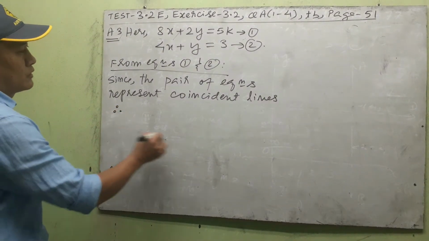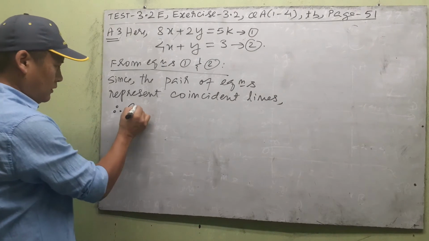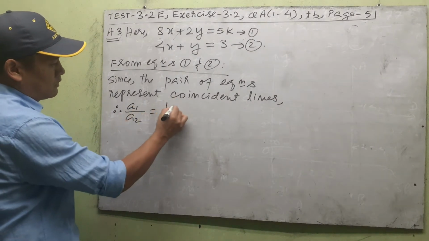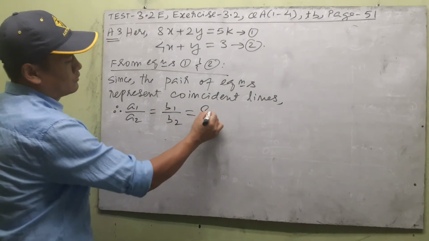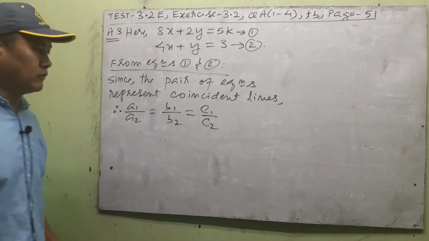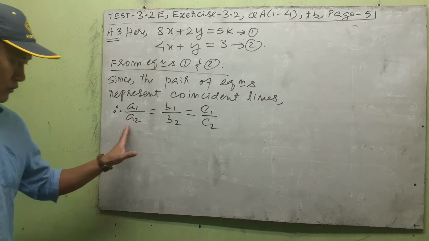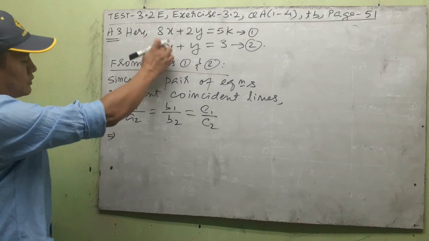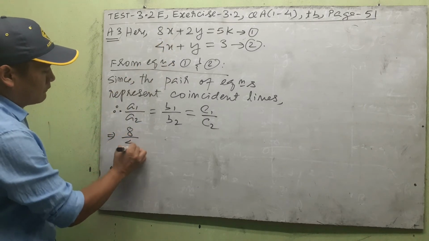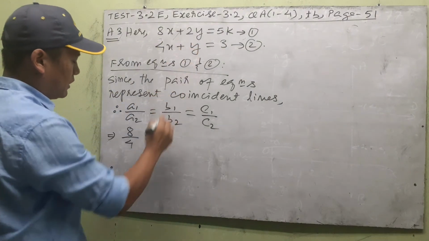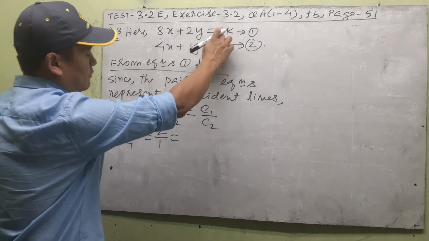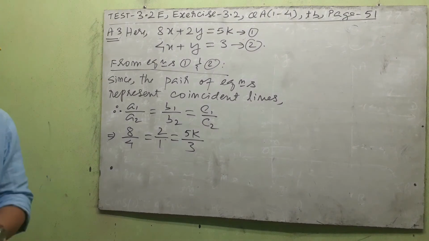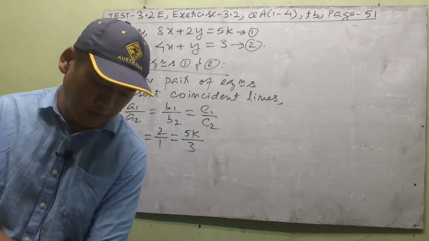Since they represent coincident lines, the condition for coincident lines is A1 by A2 is equal to B1 by B2 is equal to C1 by C2. Then only they represent coincident lines. So we're going to use that condition. That gives you A1 by A2, coefficients of x, 8 by 4, B1 by B2, 2 by 1, C1 and C2 are here, 5k by 3. Now they're saying find the value of k.